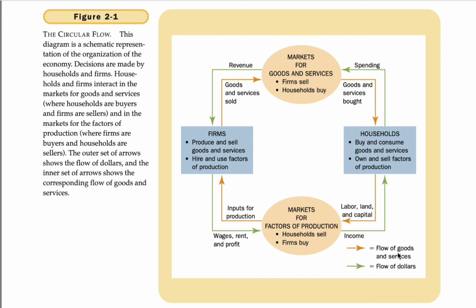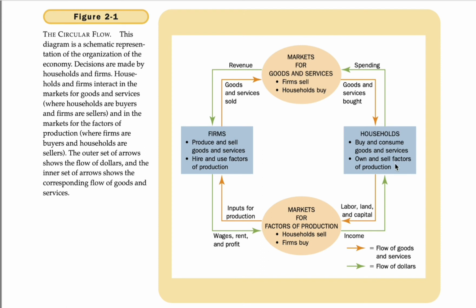The orange arrow shows the flow of goods and services and the green arrow shows the flow of dollars. So one is a real flow. The orange arrow is showing a real flow and the green arrow is showing a money flow. What is the difference between a real flow and a money flow? A real flow is the real transfer of goods and services, the real transfer of labor from one hand to the other hand, land and capital. Money flow, you get money in exchange for labor, land, capital.